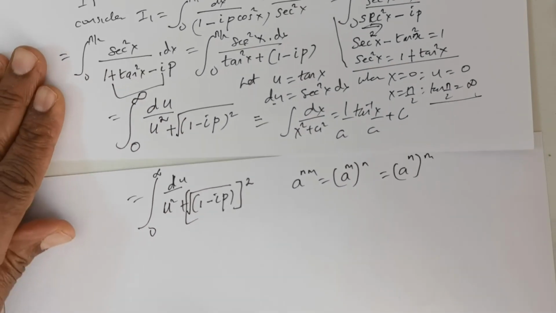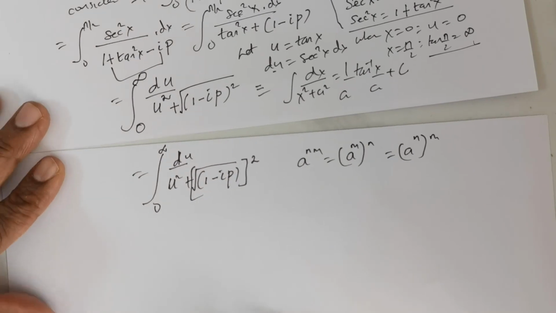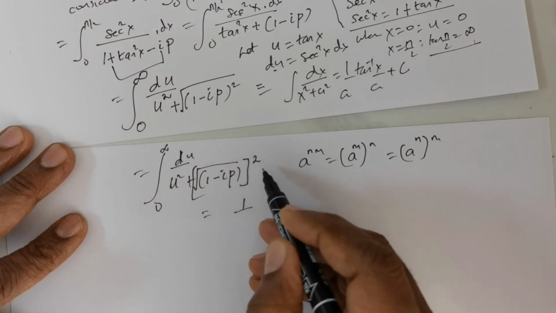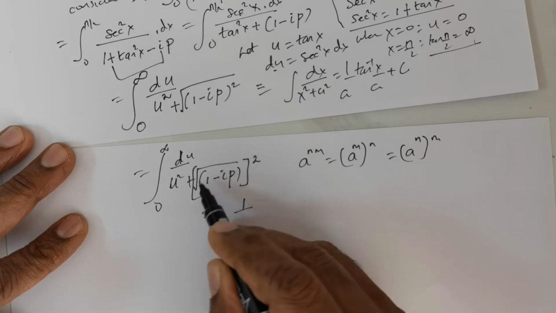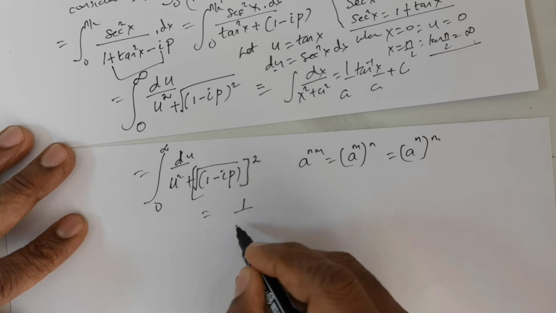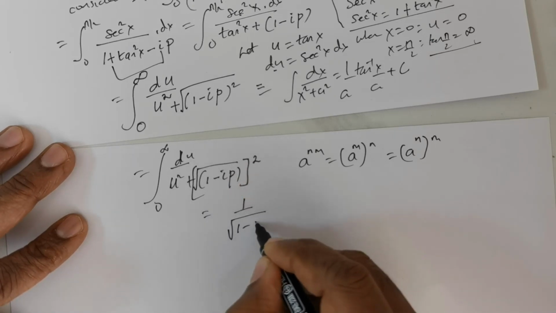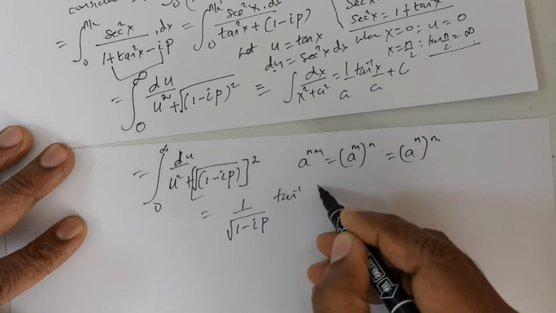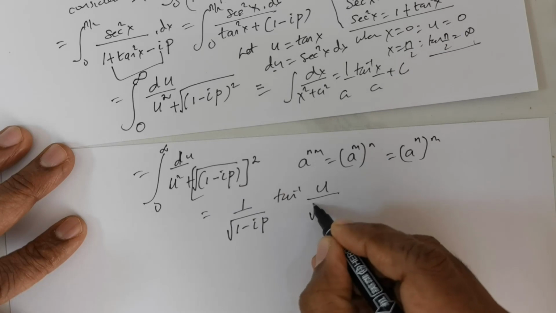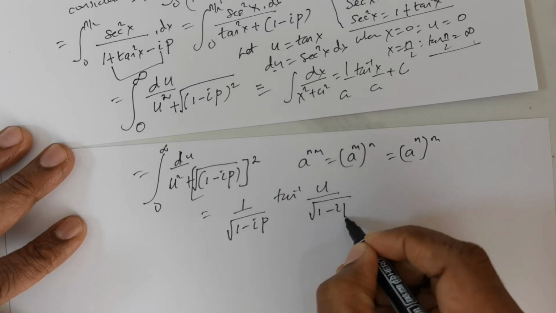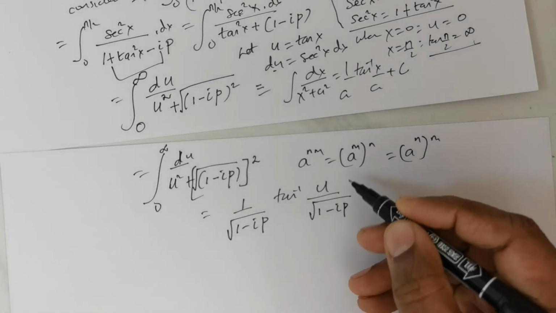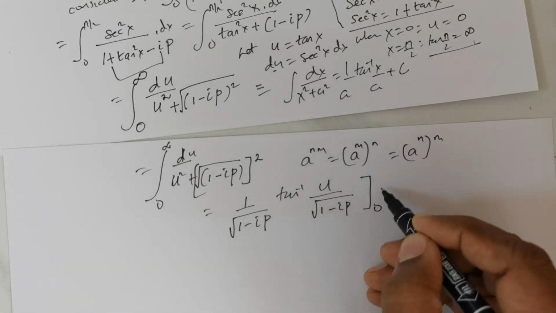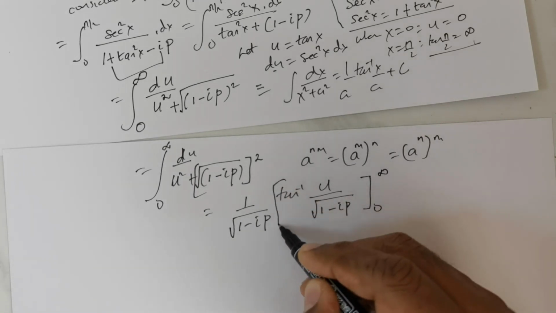So if I were to apply this formula, then this is equal to 1 over a, and my a is this. So it's going to be 1 over root of 1 minus i p, times tan inverse of x over a. My x is u divided by root of 1 minus i p. So this is the all important value that I've got, and my limits are 0 to infinity.